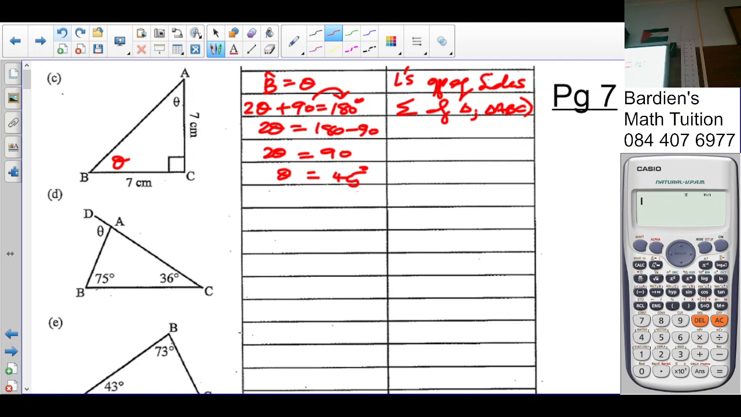What do we know about D? Exterior angle is equal to the sum of the two interior opposite angles. So what do we say? Theta is equal to 75 degrees plus 36 degrees. That is the exterior angle of triangle ABC. Okay, so theta works out to be 111. Would you agree with that?